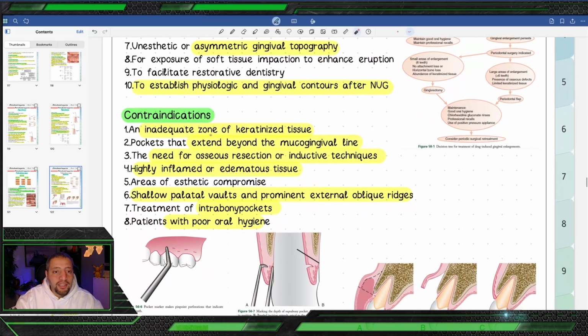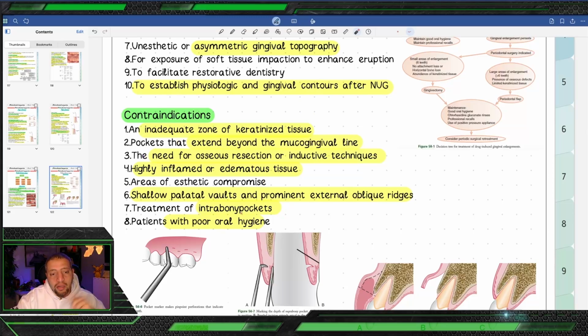What are the contraindications? Contraindications are when you have an inadequate zone of keratinized gingiva, pocket extending beyond the mucogingival line, so this is not a pseudo pocket, need for osseous resection or regenerative technique, highly inflamed or edematous tissue, non-compliant patient, shallow palatal vault and prominent external oblique ridge. Most commonly it happens here because this means the attached gingiva is less, meaning you are going to cut a lot.